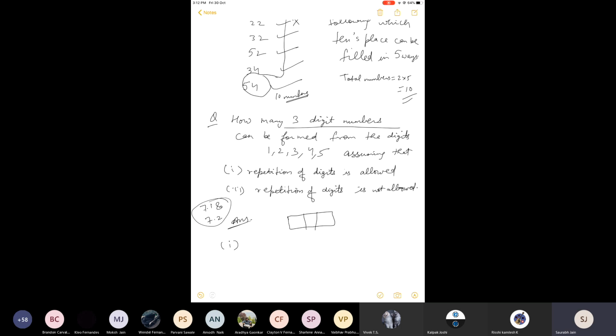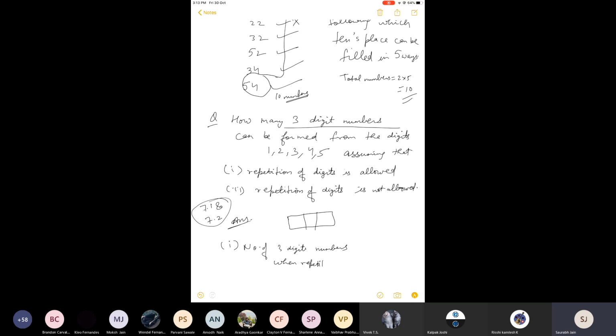Five digits are given. You have to form a three digit number. Make three boxes. Can anyone tell me how many numbers will be formed when repetition is allowed? So 125. Very good. So it is that easy. Number of three digit numbers when repetition is allowed.